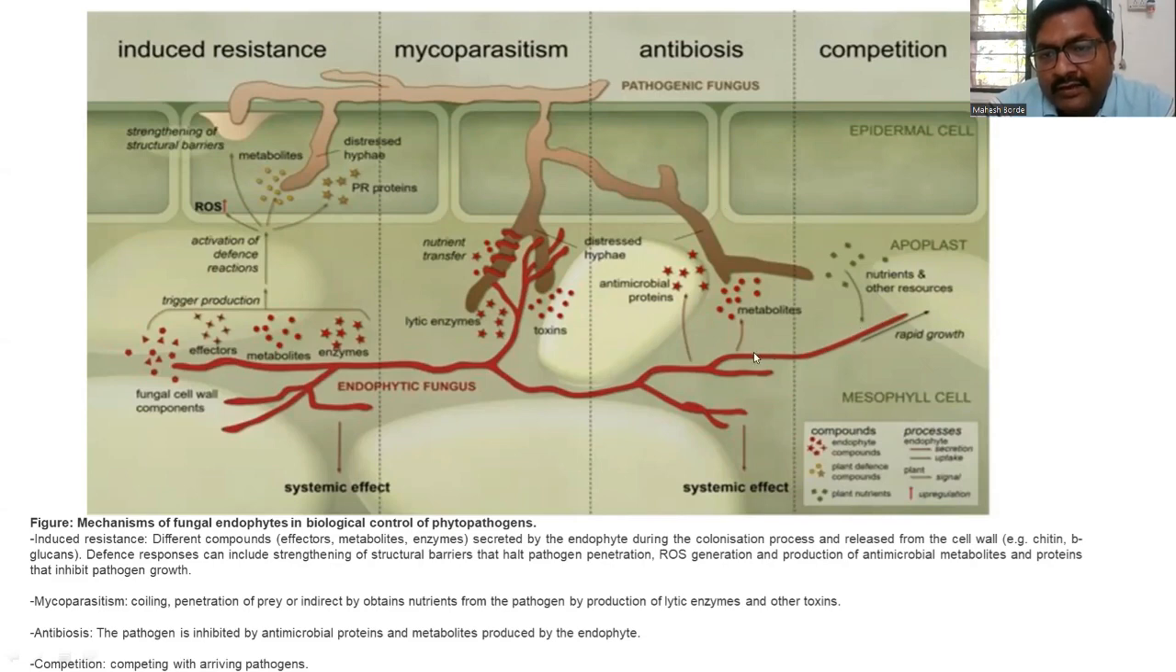Endophytic fungi grow rapidly. They compete with the pathogenic fungi for nutrients and other resources such as shelter, and they inhibit the growth of the pathogenic fungi. So these are the four different mechanisms through which they induce the systemic resistance of the plant.